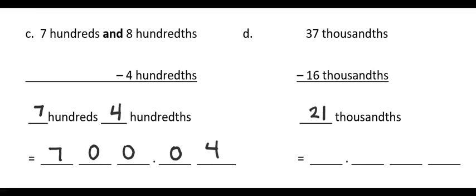Now I need to write that as a decimal. I don't have any whole numbers. I need to write 21 so it falls in the thousandths place. So I have a 1 in the thousandths place. That puts a 2 in the hundredths place, and I don't have any tenths. So that is the answer, 0 and 21 thousandths, written in standard form.